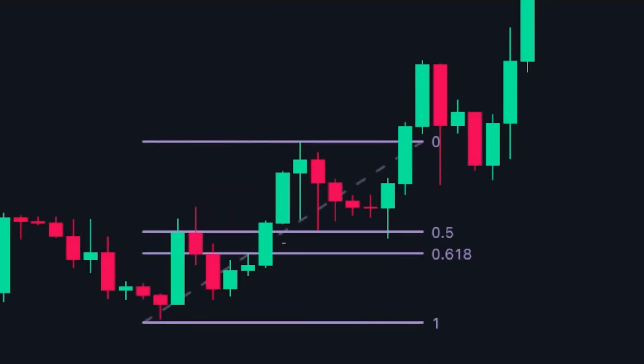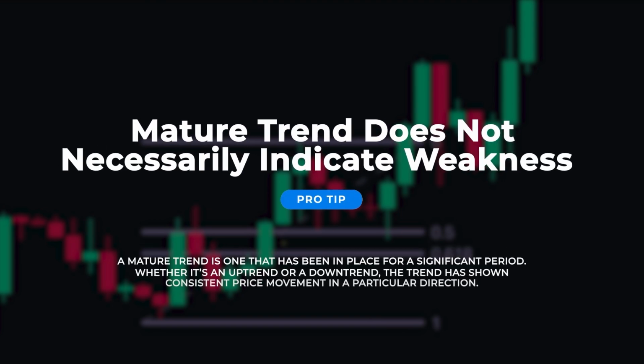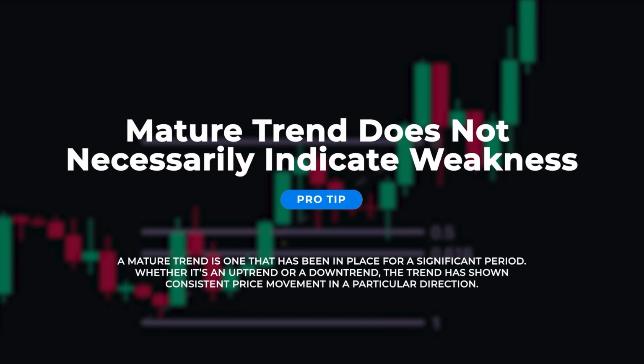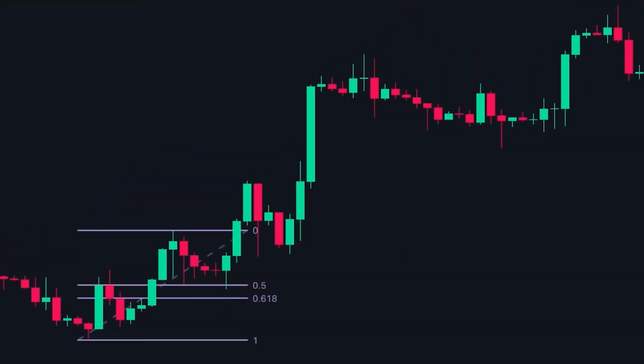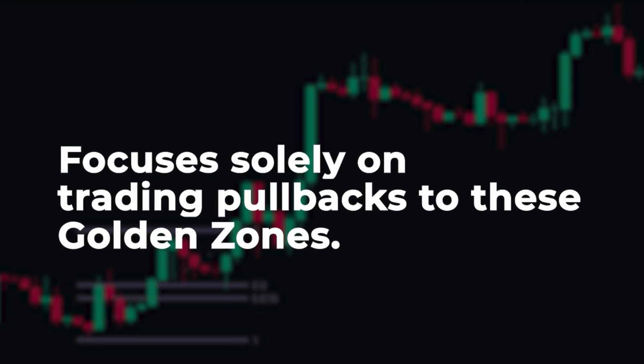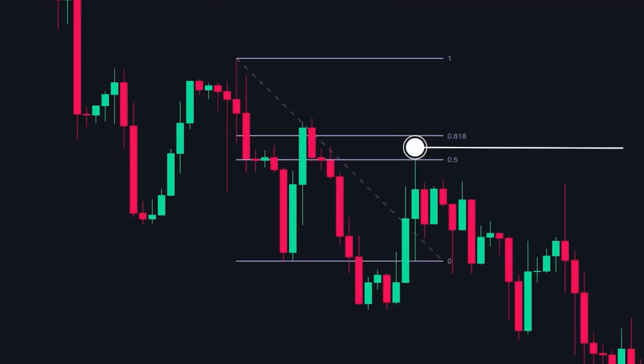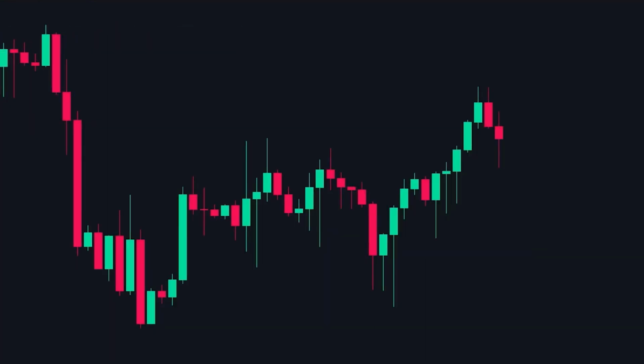The golden zone refers to the area between the 50% and 61.8% retracement levels. Typically, the price will return to this level before reversing. A retreat to these levels implies that the trend has matured and is now experiencing deeper pullbacks. Regardless, a mature trend does not necessarily indicate weakness. In reality, such patterns might persist for a long time before reversing. We focus solely on trading pullbacks to these golden zones. Throughout the video, we've used the golden zone for our trades and ideas, so keep that in mind as you go.